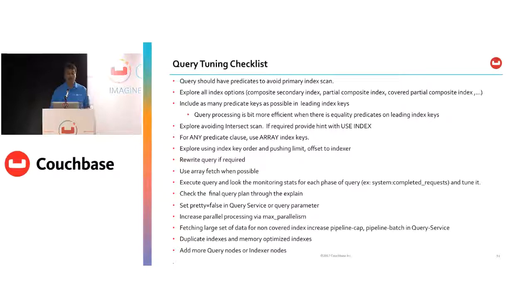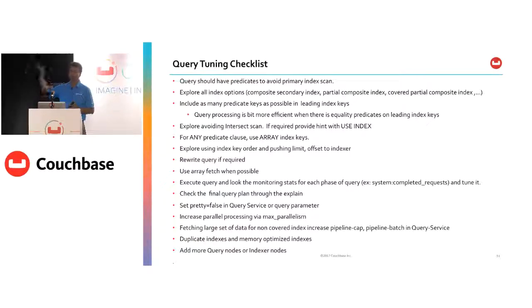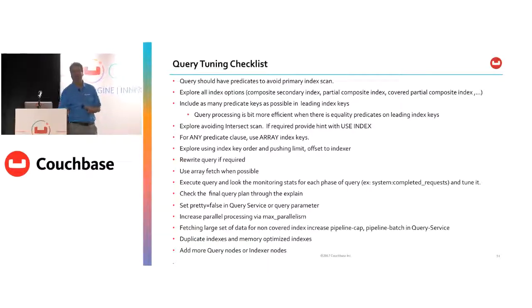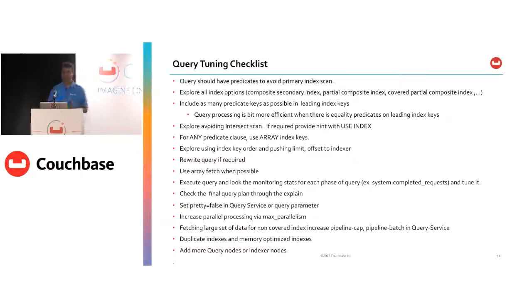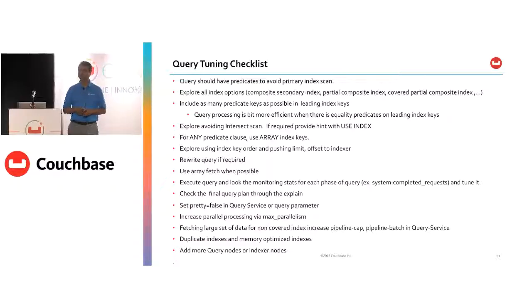Yeah, and when you need to fetch directly using USE KEYS, you not only can fetch a single document, you can give an array of values, and you can fetch all of them quite quickly. If you're using 4.5.1 or above, setting pretty equals false as a query parameter will improve the performance as well. By default, the max parallelism for the query is 1.